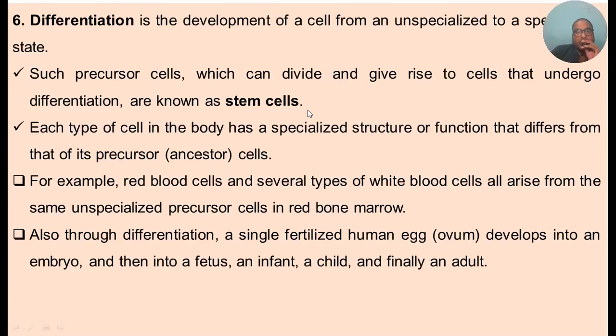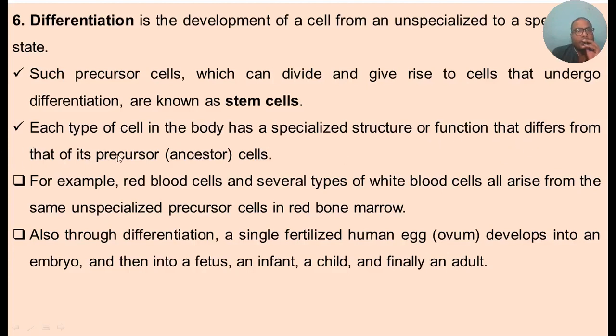So unspecialized cells are, you can say, stem cells. When there is specialization, as I have told, a particular function is performed by that particular cell, group of cells or tissue. So each type of cell in our body has a specialized structure or function that differs from that of its precursor or ancestor cell. Ancestor, you can say, is the initial form, the cell which is in an unspecialized state.